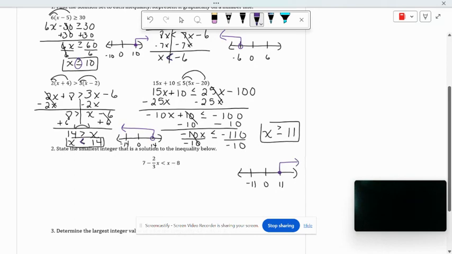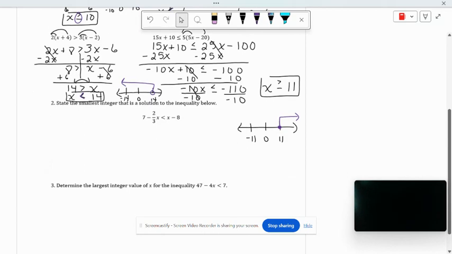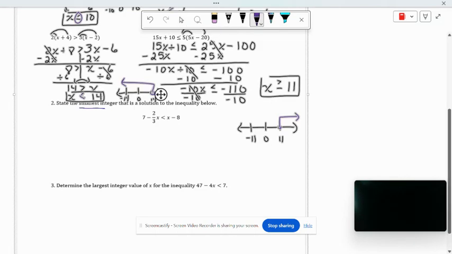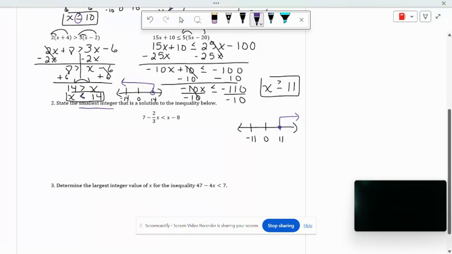Okay. Number 2, state the smallest integer, this is important, that is a solution to the inequality below. Remember, integers are all your positive and negative numbers, okay?